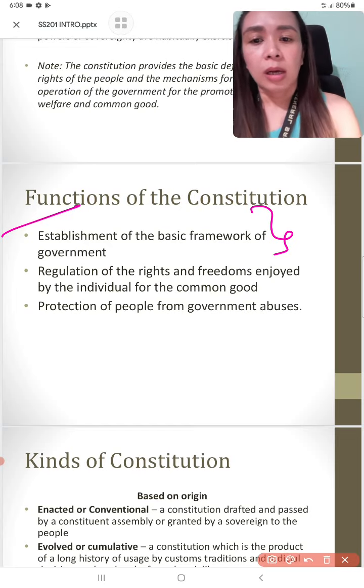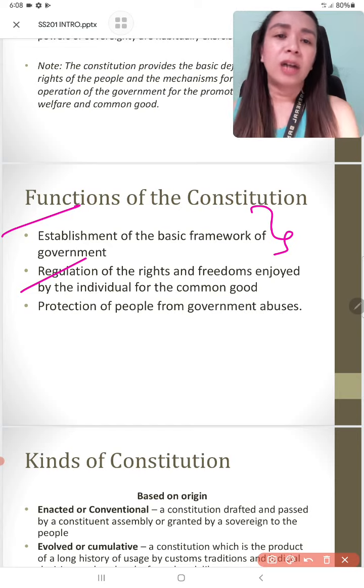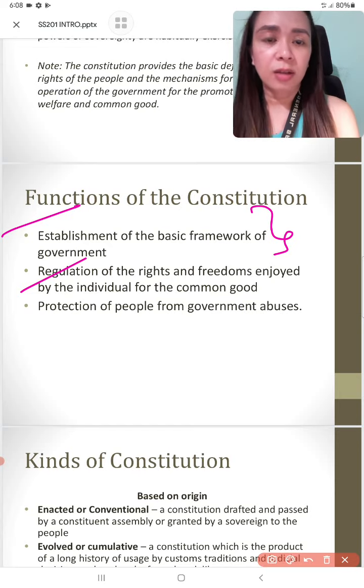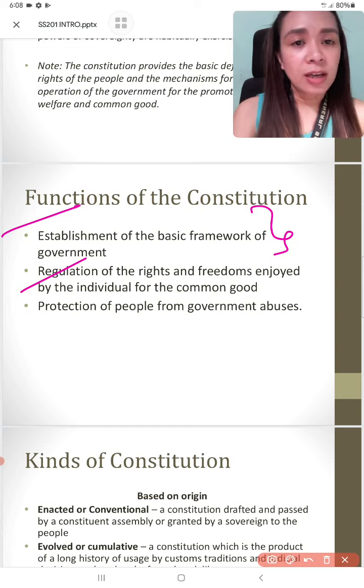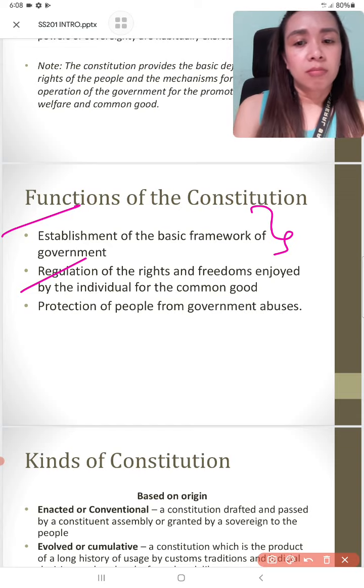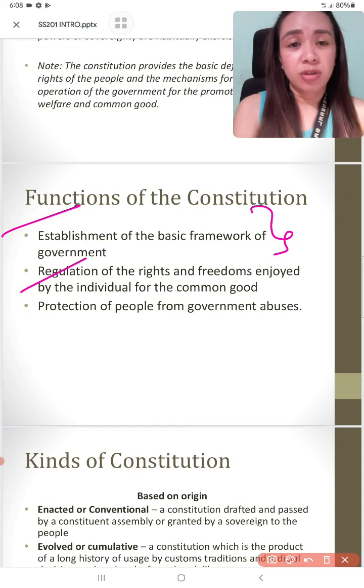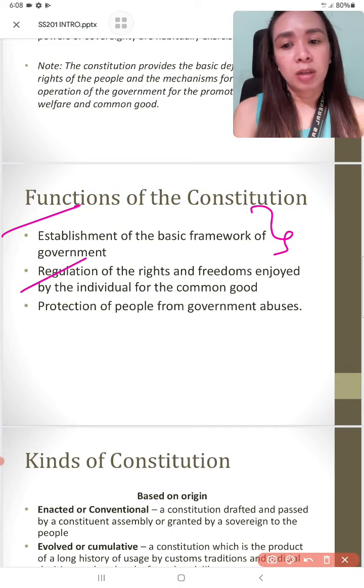So dito rin nakapaloob yung regulation of the rights and freedom enjoyed by the individual for the common good. Ano yung mga constitutional rights natin, no? Sa Philippine Constitution, meron tayong Bill of Rights, meron tayong other constitutional rights also included there, but basically nakapaloob yun sa ating Article 2 or the Bill of Rights.